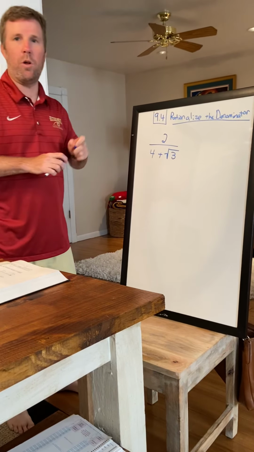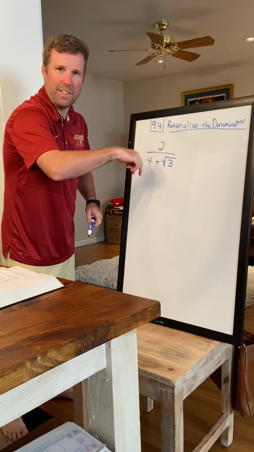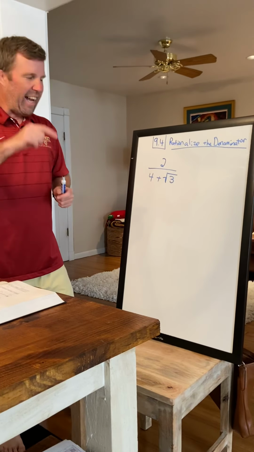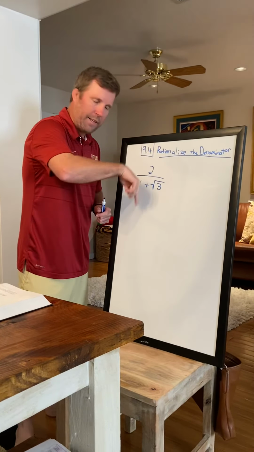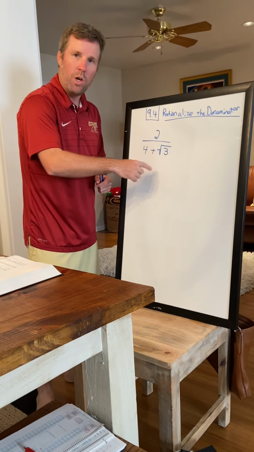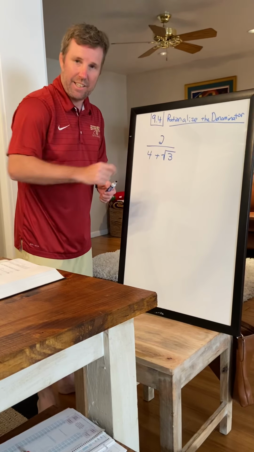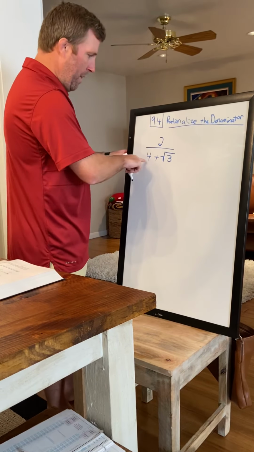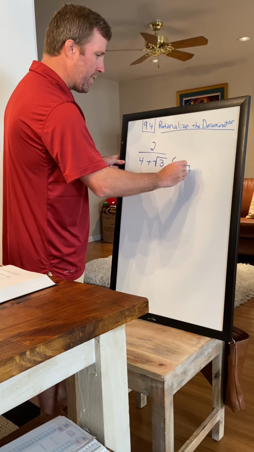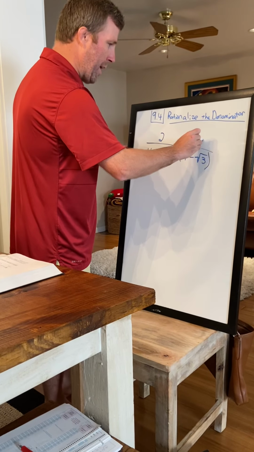Two over 4 plus the square root of 3. I have two terms in the denominator, and one of them is a radical. I got to get rid of it. Anytime you have two terms in the denominator, and one of them is a radical, you must multiply both the top and bottom by the conjugate of the denominator. Remember, 4 plus the square root of 3, its conjugate would be 4 minus the square root of 3. And guys, I got to multiply that by the top and the bottom.